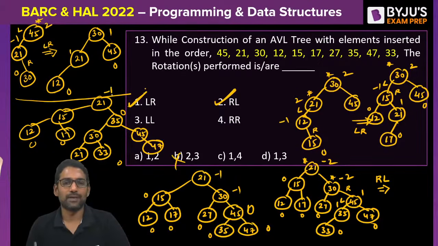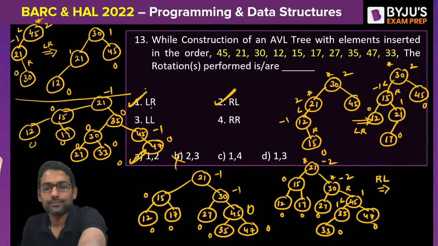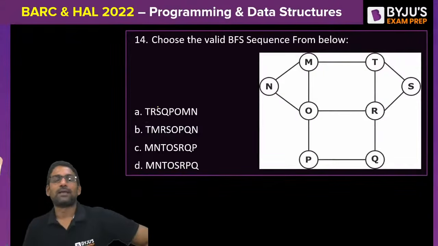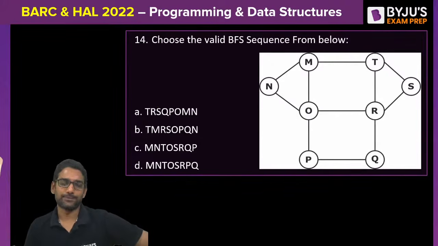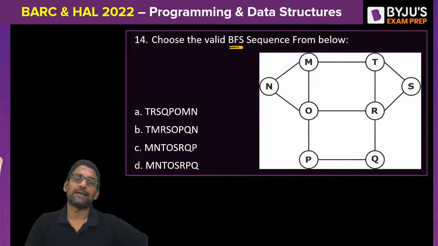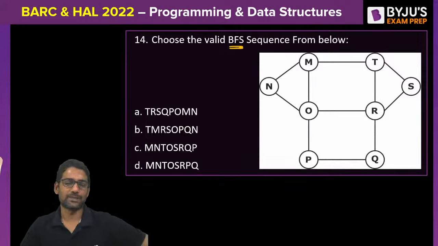So now this would be -1, 0, -1. So all balance factors are in the range 0, +1, -1. Hence it is balanced. Okay. So option A is correct. Right. Next question, question number 14. Choose the valid BFS sequence from below. For this graph, find the valid BFS sequence.